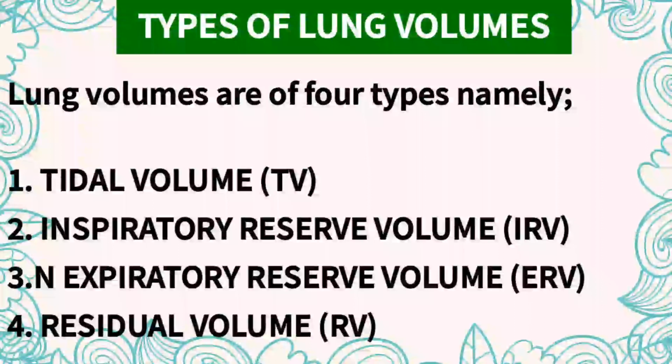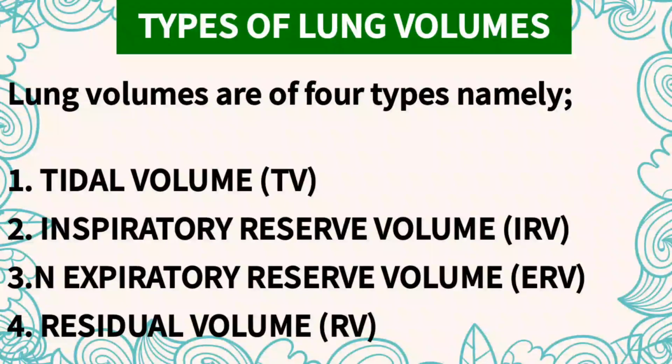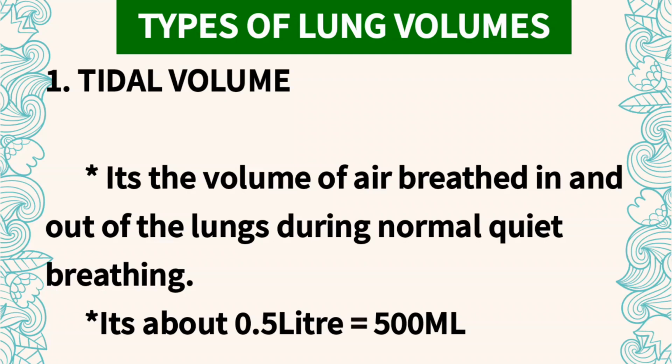And so the types of lung volumes. The lung volumes are of four types, namely the tidal volume, the inspiratory reserve volume, the expiratory reserve volume, and the residual volume. And this is a clear picture of all the lung volumes and capacities with each volume stated here. We shall be discussing them respectively, starting from the first one, which is the tidal volume.